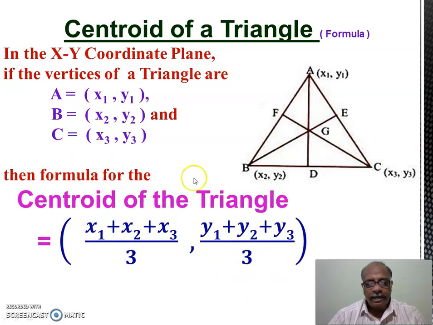So here the centroid of the triangle formula is (x1 plus x2 plus x3) by 3, (y1 plus y2 plus y3) by 3. Here the first means the average of all x coordinates. This means the average of all y coordinates.